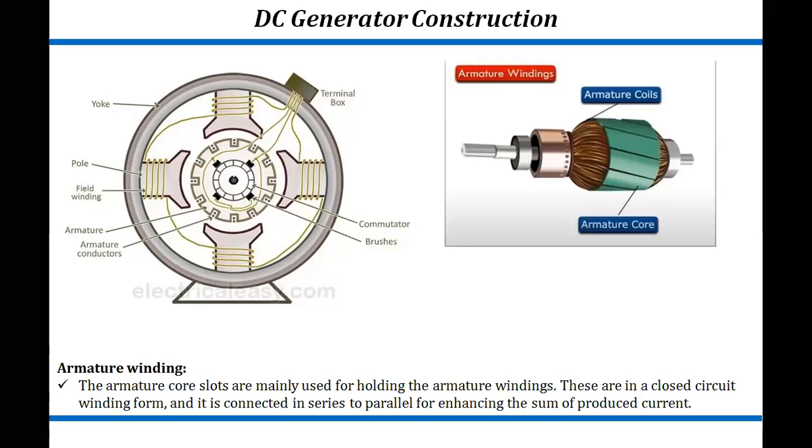Again, we are saying there is the armature winding. If you see here, this is the armature core. And we are using the armature winding on the armature core. So the armature core slots are mainly used for holding the armature winding, because on that core we are making the winding. So we can say that these slots are used for holding the armature winding, and these are used in a closed circuit, and it is connected in series to parallel.